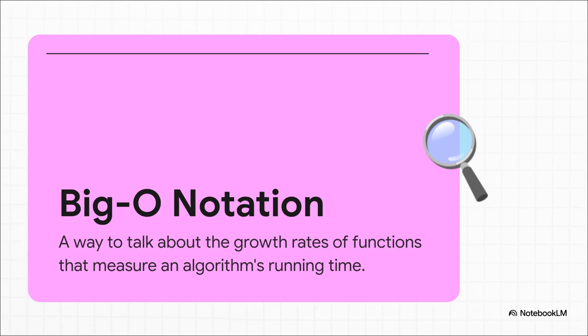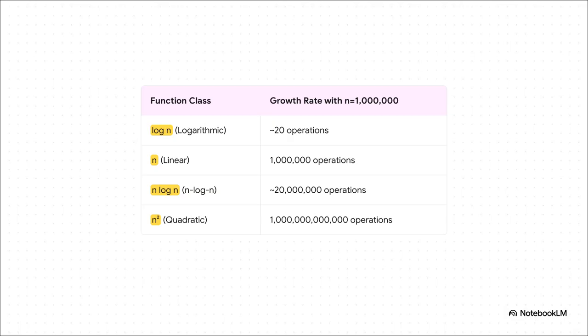That's going to change with every computer. Big O is like a universal language. It describes the relationship between the amount of data you're working with and how long your algorithm is going to take. It's all about the growth rate. And this table right here shows you exactly why that growth rate is everything.